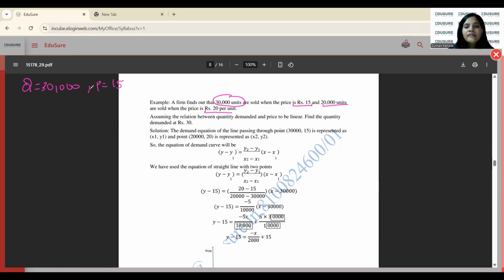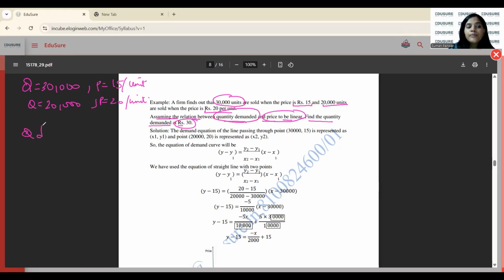Okay. And the quantity sold is 20,000 when the price is 20 per unit. So you can notice that when the price has increased, the quantity demanded has decreased. All right. Now, assuming the relationship between the quantity demanded and price to be linear, find the quantity demanded at rupees 30. Now, they're telling you to assume the relationship between the quantity demanded and the price to be linear.